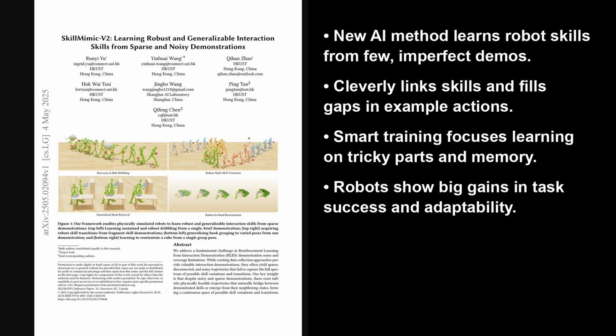Alright, we are looking at a research paper from Hugging Face's trending list, published 5 days ago, titled SkillMimic-V2, Learning Robust and Generalizable Interaction Skills from Sparse and Noisy Demonstrations. This paper addresses reinforcement learning from interaction demonstration, or RLID, how AI learns from imperfect examples. It uses a stitched trajectory graph, or STG, to link skills, a state transition field, or STF, for new connections, adaptive trajectory sampling, or ATS, for smarter learning, and historical encoding for memory-dependent skills.